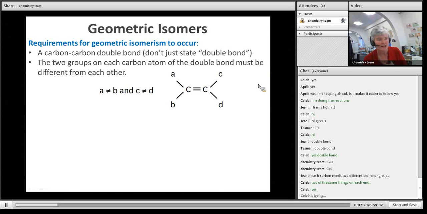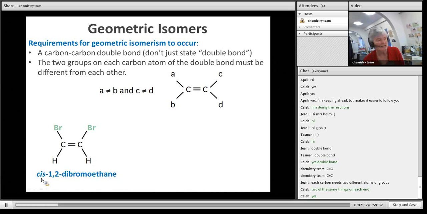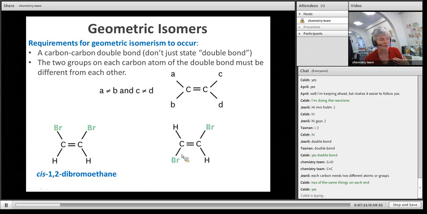I can see Caleb is typing, so I'll just check once he's done that. So if it's on the same side, it's cis. Same, cis, the same sound, same for cis. And you can also draw a C for cis. That's trans. You can't draw a C for trans. It's like crossing the bridge, you're going across. So we've got cis and we've got trans.